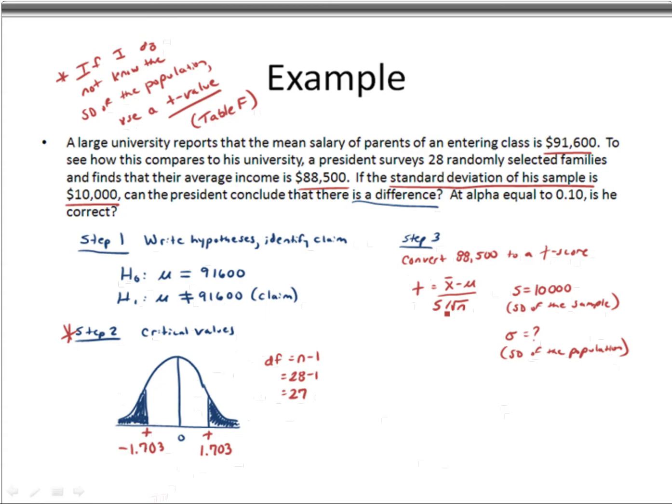And so let's plug in. Remember that the x bar is your sample mean. And so we're told that the president surveys the 28 families and finds that their average income is $88,500. And so $88,500 is going to be our sample mean. We know that the accepted mean is 91.6. The standard deviation is 10,000. And the sample size is 28.